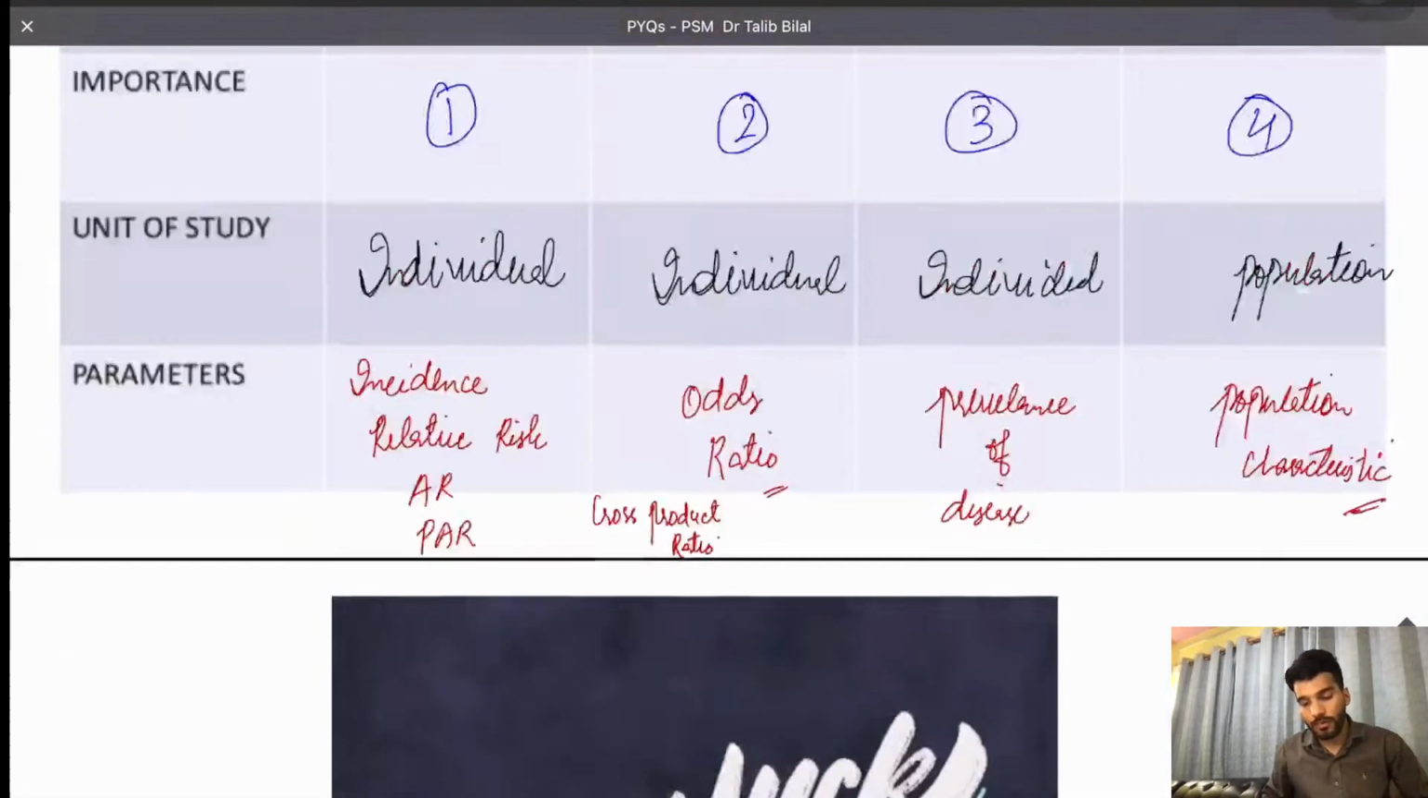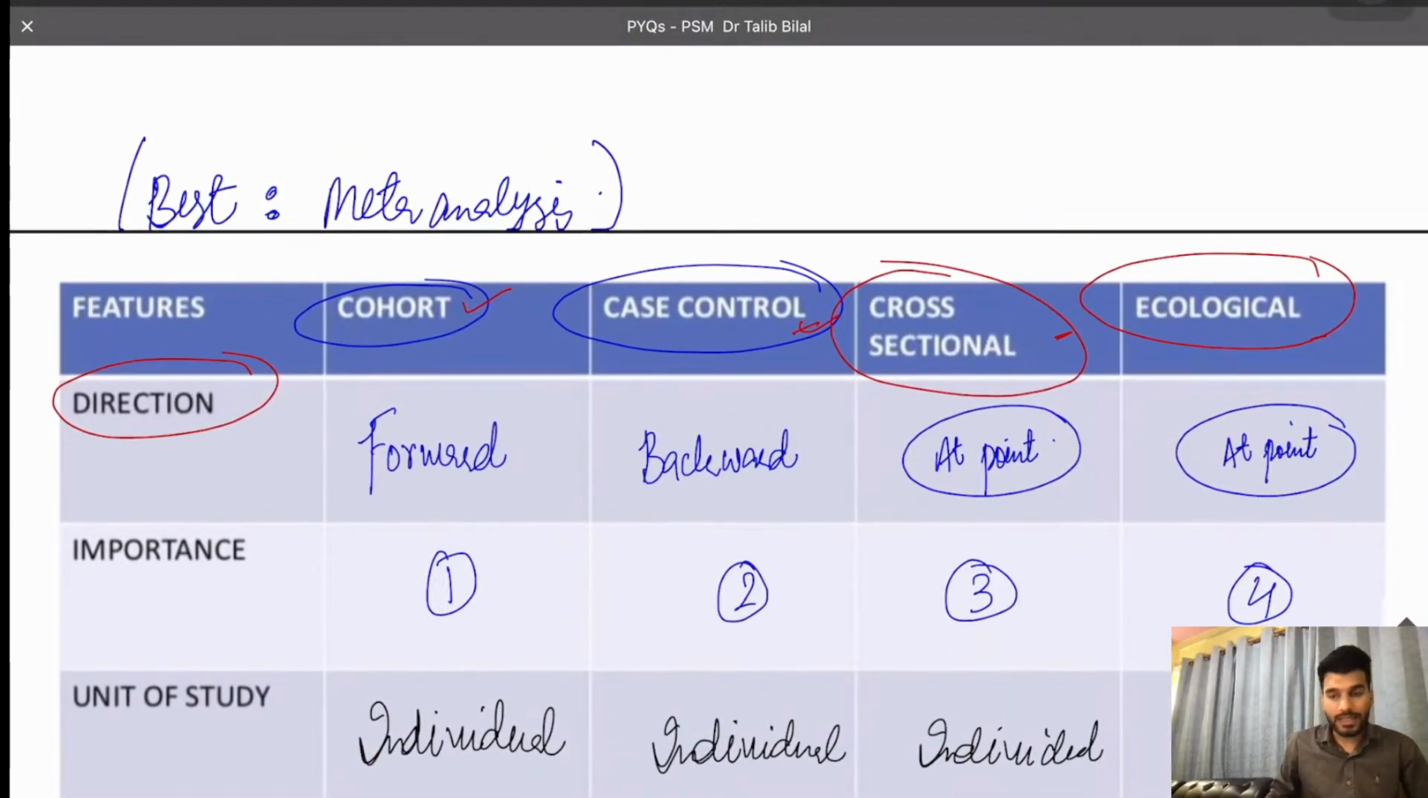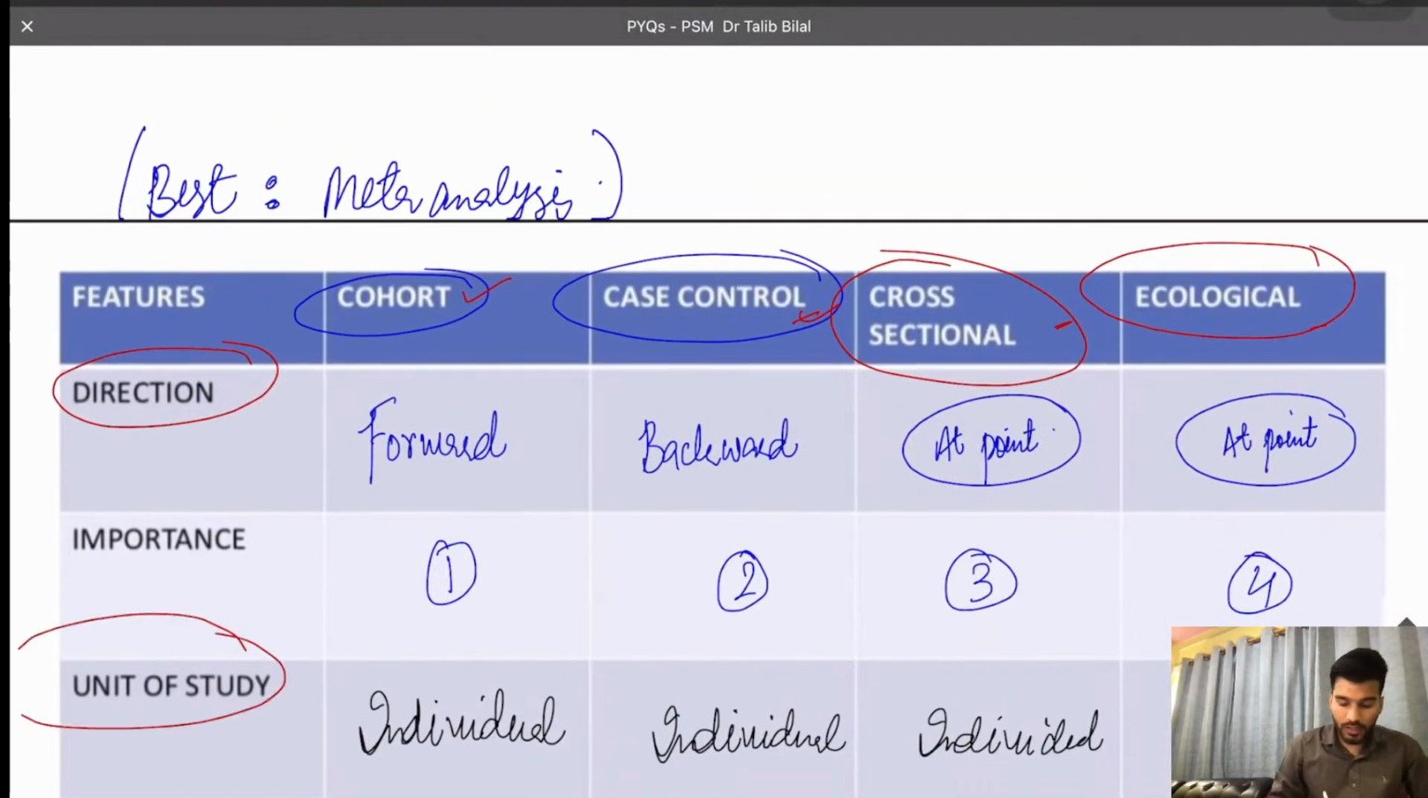So this was all about epidemiological studies. Remember the unit of study. For cohort, case control, and cross sectional, it's the individual. For ecological, it's the population. For RCT, it is the patient or case.